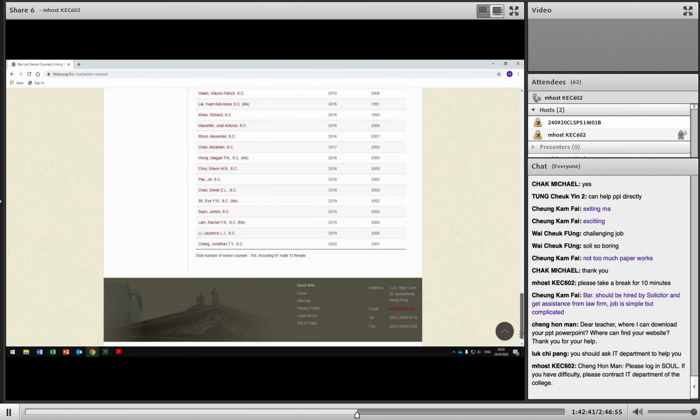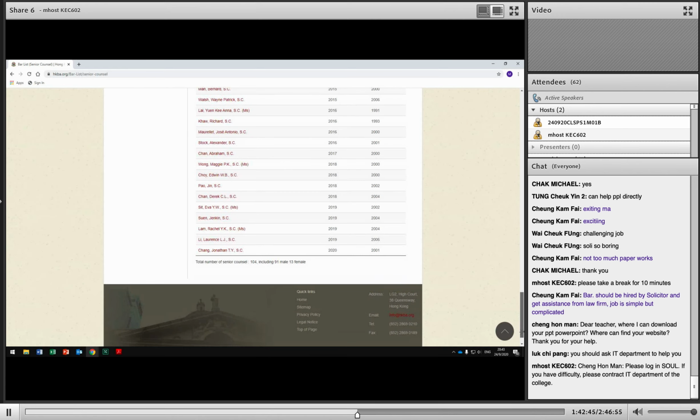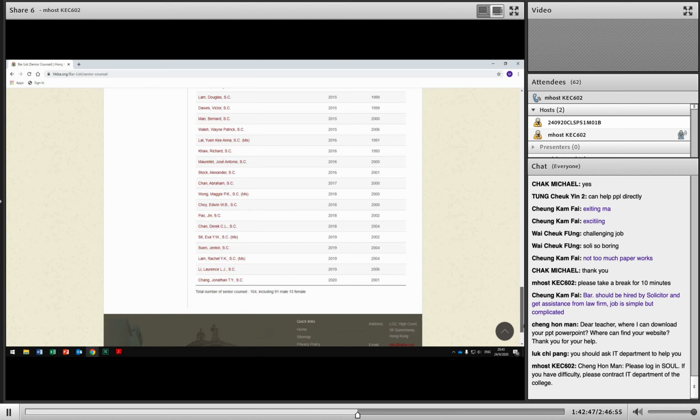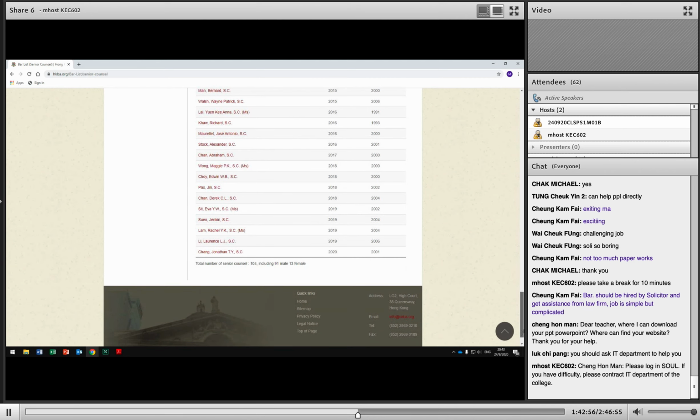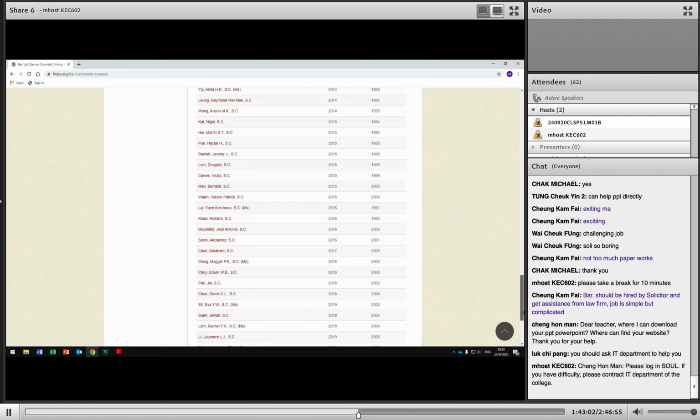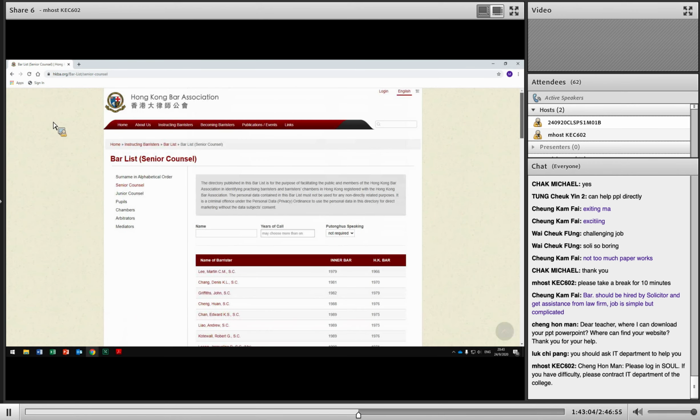Altogether, the numbers will be a little bit more than 100. When I was a law student, the number of Queen's Counsel was only 10 something, I think 13 something. Now it's already more than 100. The difference is that if you retain a senior counsel, you have to retain a junior counsel. It means that there must be at least two barristers.